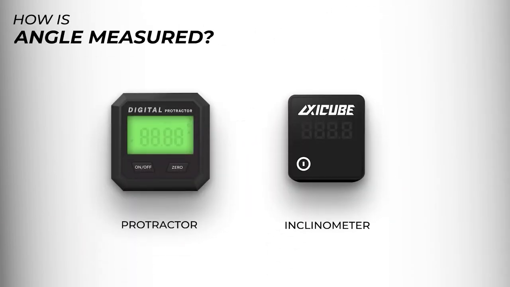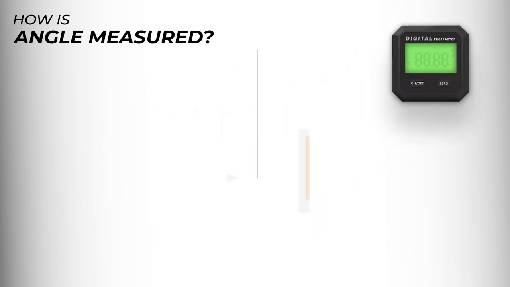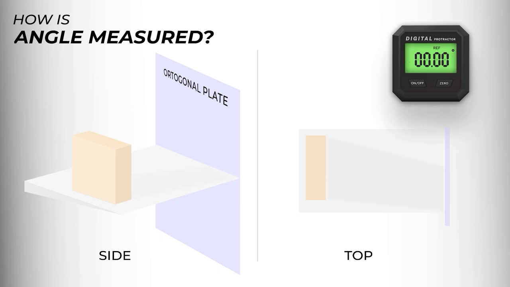Now, to measure the sharpening angle, a protractor and an inclinometer are used. As an example, let's take a look at a measurement made with a basic protractor. It will measure the angle between its two positions in a certain plane. However, if the angle finder is not parallel to the plane when it's measuring, it will show incorrect data.